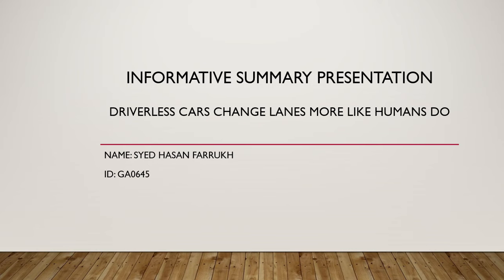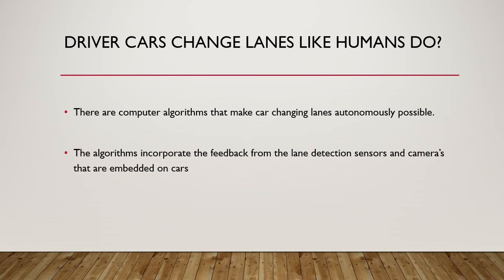So today my topic for the informative summary presentation is how driverless cars change lanes more like humans do. What is the main motive behind it? There are computer algorithms that make cars changing lanes autonomously possible.